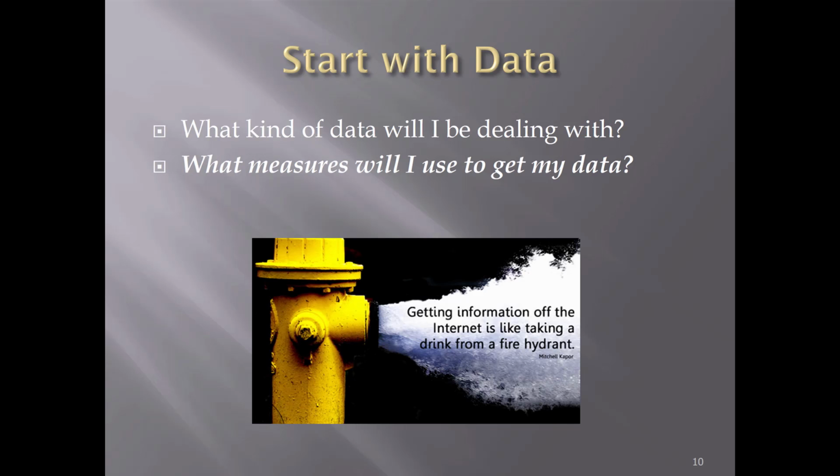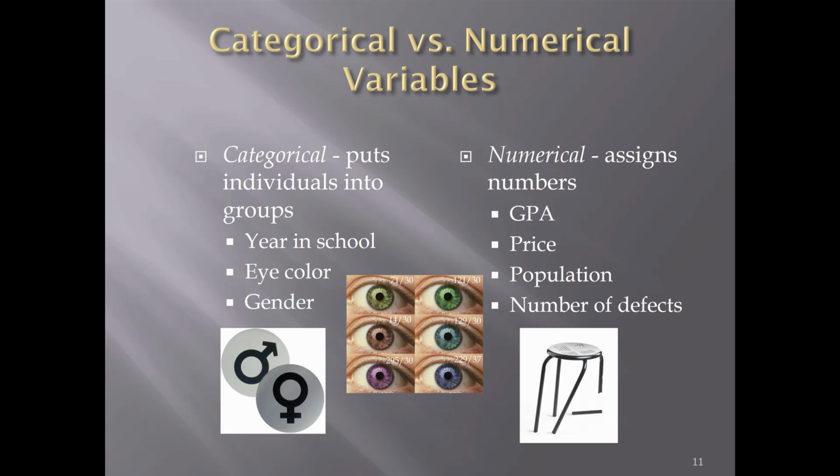Okay, this next section is basically what measures will I use to get my data. So we'll start with categorical versus numerical. Sometimes I'll have variables that are in categories, things like year in school, eye color, gender. Numerical is often, you see that a lot in business, where it assigns numbers. So things like price, sales, revenue, GPA, the population, or maybe number of defective parts that come off of a machine. So that's the first question to ask with your variables, is whether it's a category or a number. You're going to be able to do a lot more analysis with numbers. So whenever you possibly can, I would try to get numerical variables.